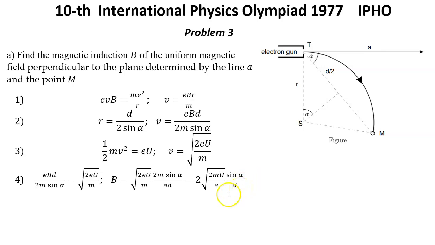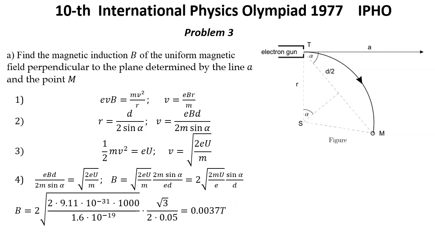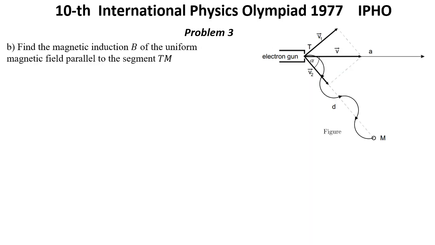And finally we can put real numbers instead of these parameters. So we have the magnetic induction equal to this expression, which is 0.0037 Tesla, and this number is less than 0.03 Tesla. So this is a correct answer for question A.